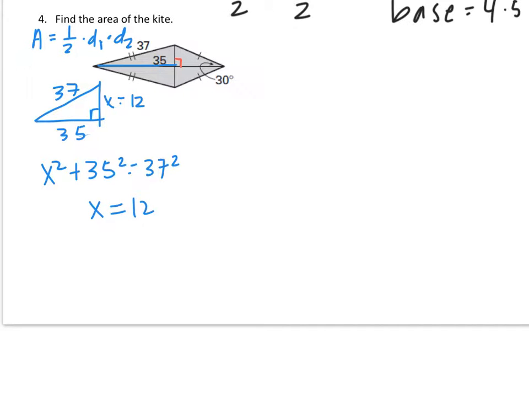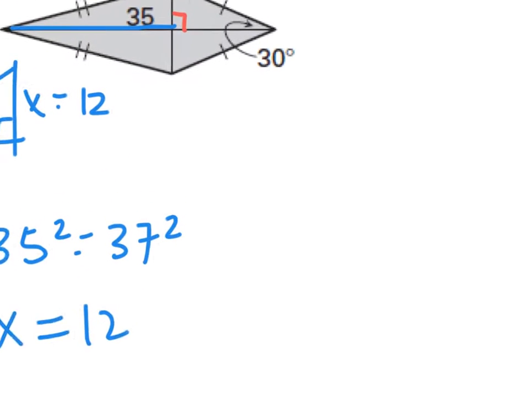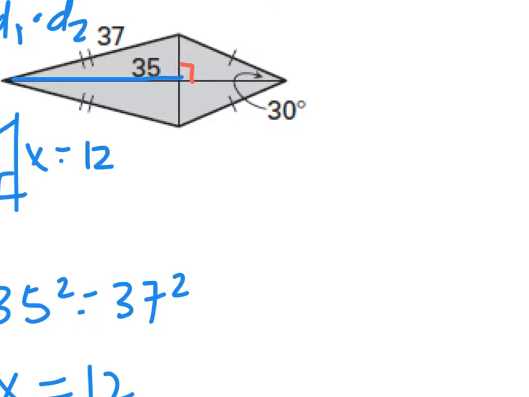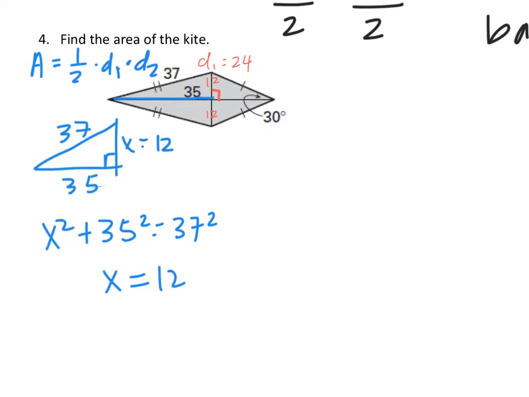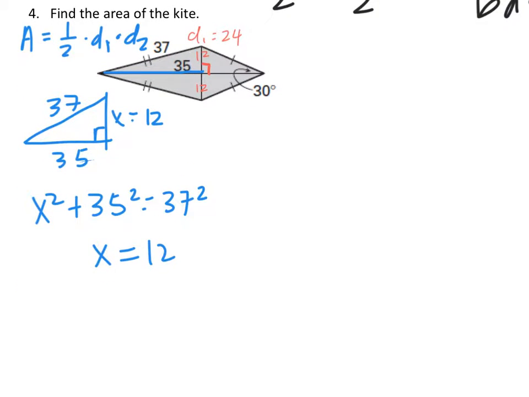So I know that this is going to be 12 up here, which means the bottom beneath it has to be 12. So I know my first diagonal, D1 equals 24. All right, so now let's see what we can do for the other one here. So we've got a right triangle on this side as well. So we just figured out this side is 12, and they told us that this angle is 30.